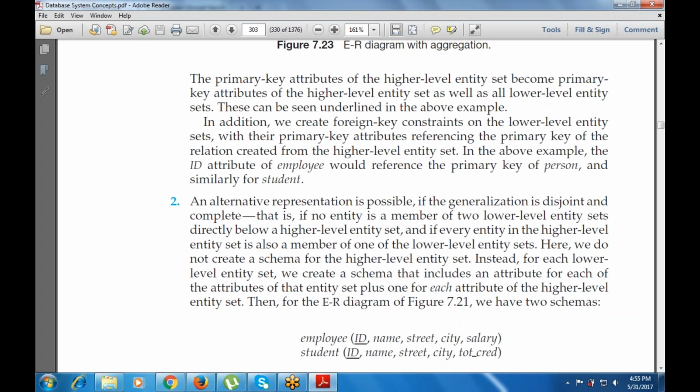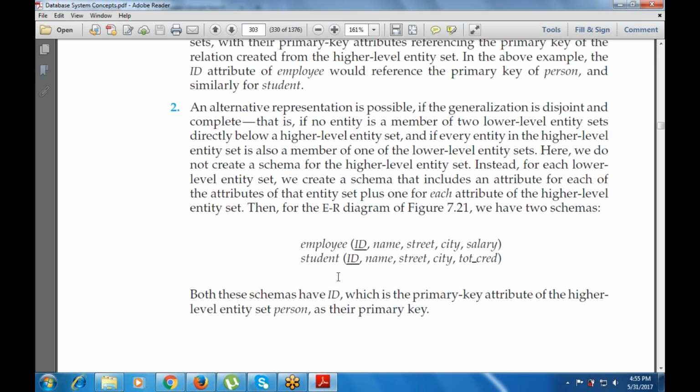One is employee: ID, name, street, city, salary. Then student: ID, name, street, city, total credits.